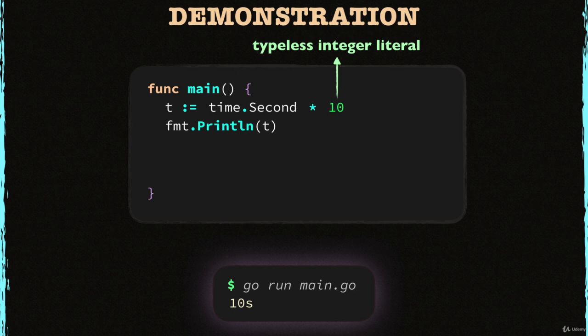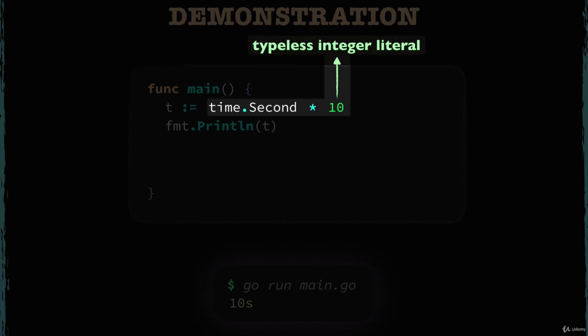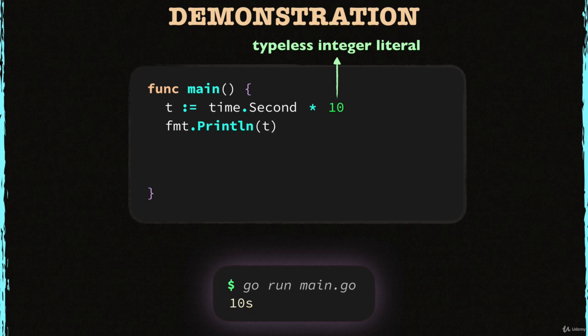So here I can multiply time.Second with a number. This is because 10 is typeless. Go converts it to time.Second automatically. Okay, so far so good. Now let's try to do the same thing using a variable. The i variable's type is int, so like all the variables, it has a type. Now let's try to multiply time.Second with the i variable.